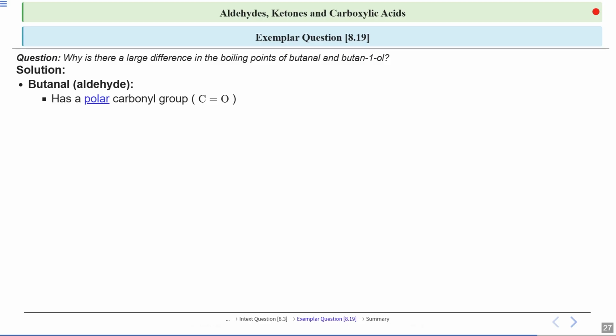The carbonyl group in this butanal is polar, meaning it has a partial positive and a partial negative charge. This polarity allows for dipole-dipole interactions, and these are important in determining the boiling points.